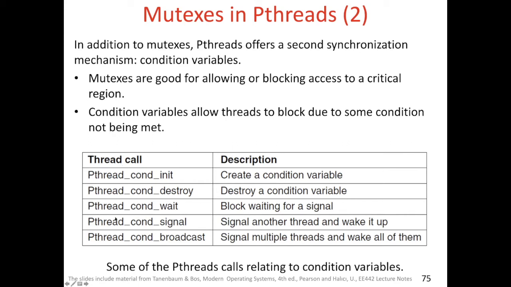The names of the thread calls are given in the first column and they are described in the second column. Pthread cond init, create a condition variable. Pthread cond destroy, destroy a condition variable. Pthread cond wait, block waiting for a signal. Pthread cond signal, signal another thread and wake it up. Pthread cond broadcast, signal multiple threads and wake all of them.